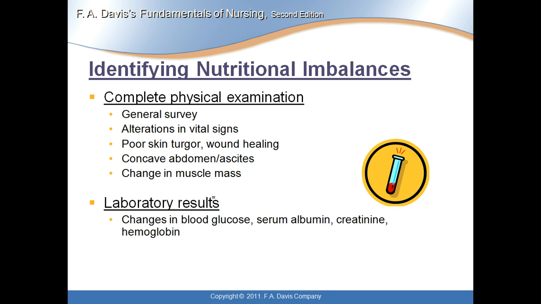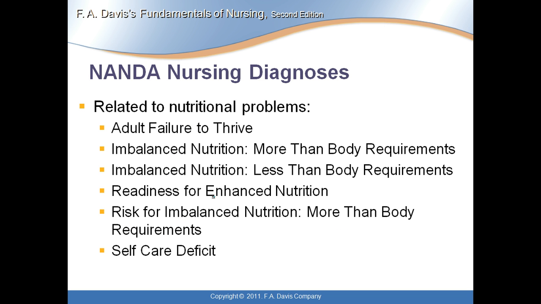You also look at their lab results, a change in blood glucose, serum albumin, and creatinine and hemoglobin, because diets affect these labs specifically. So if you have someone who has a low albumin and a low hemoglobin, that's usually a sign of malnourishment and not getting enough protein in the diet.